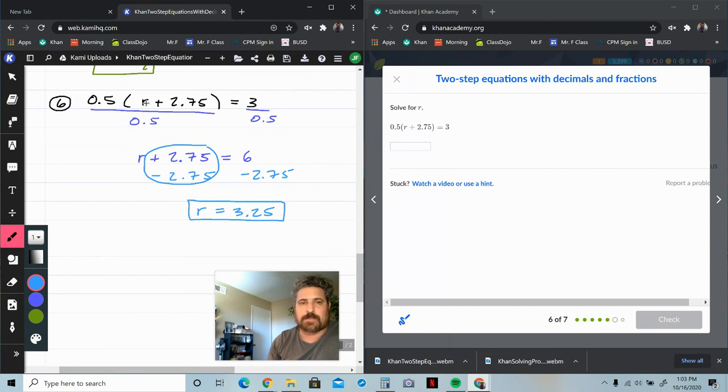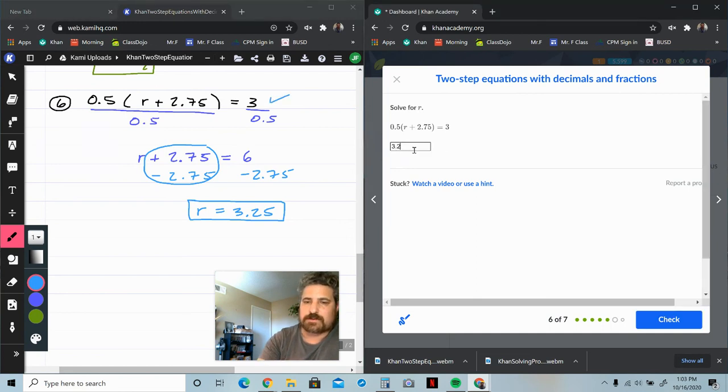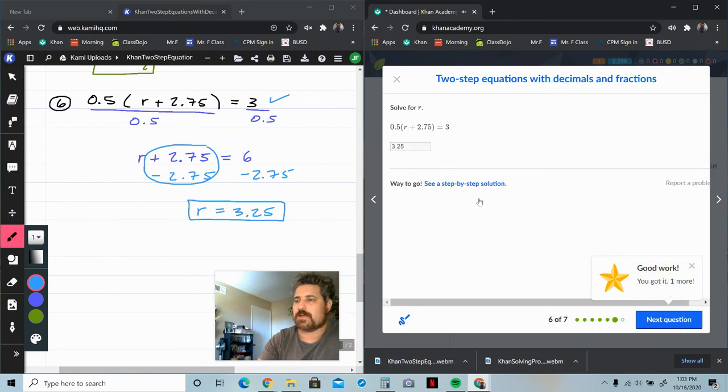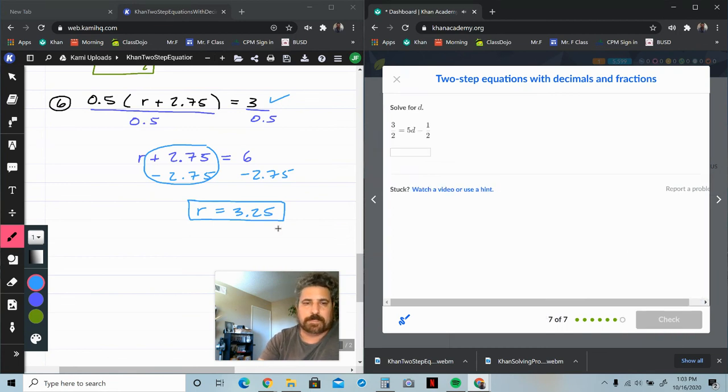And you can plug it back in. 3.25 plus 2.75, that's going to be 5 plus 1, which is 6. 6 times 0.5 is 3. It works. So we know the answer is correct. And so 3.25, put that in. We're good. Now let's go to the next problem.